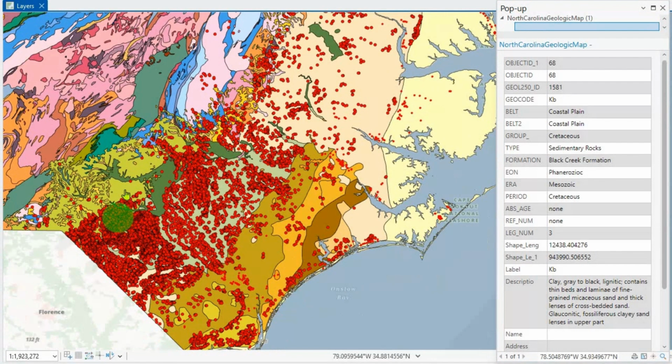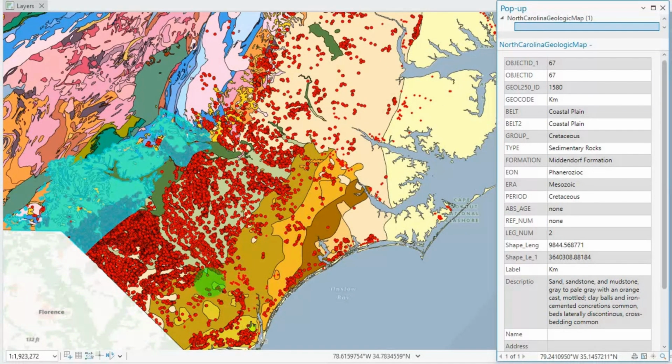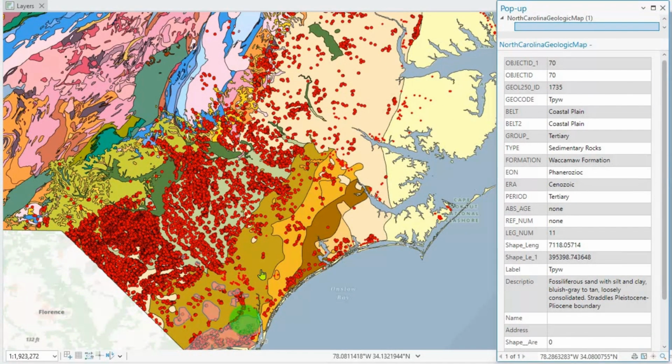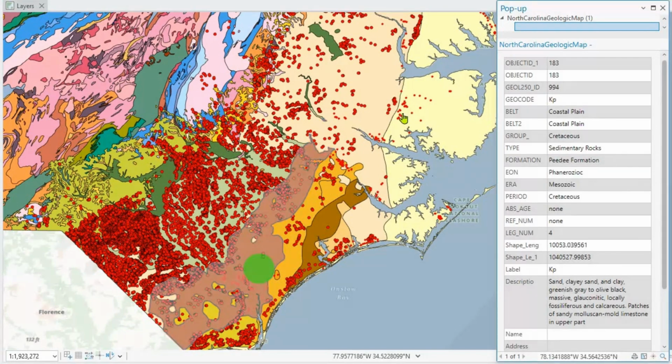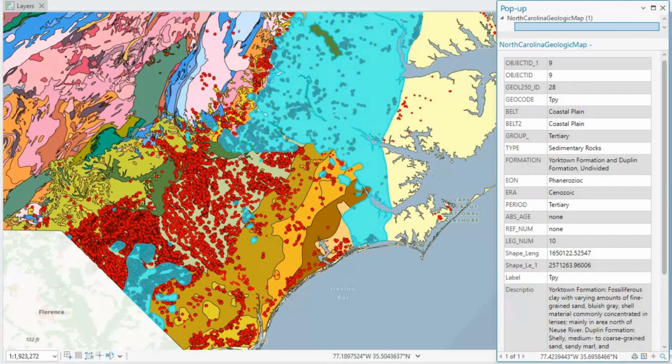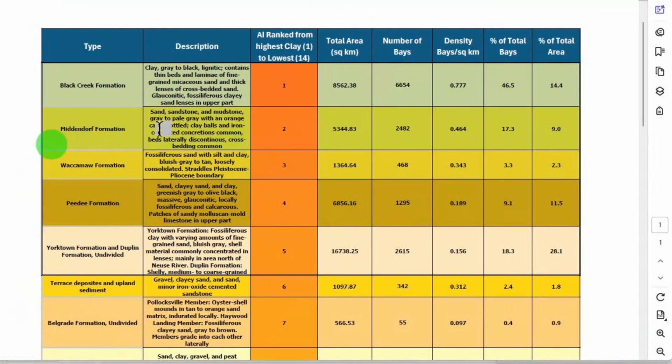So next we're going to look at the Middendorf, Waccamaw, PD, and Yorktown on the list. So here's the Middendorf. It has a total area of 5,300 square kilometers. There's 2,482 bays there. The density is 0.464, so it's quite a bit lower than this Black Creek Formation. It had 17% of the bays and 9% of the area.